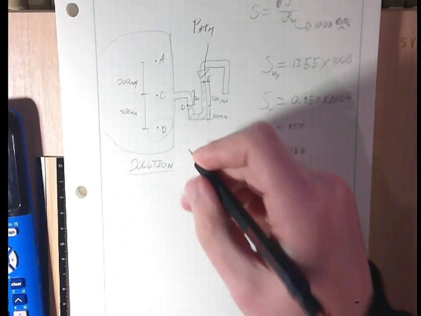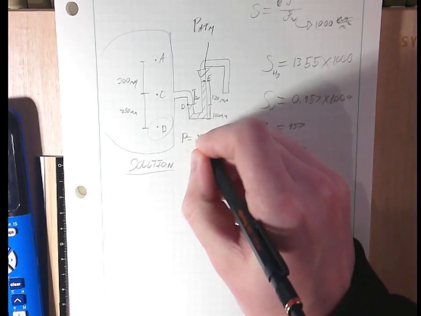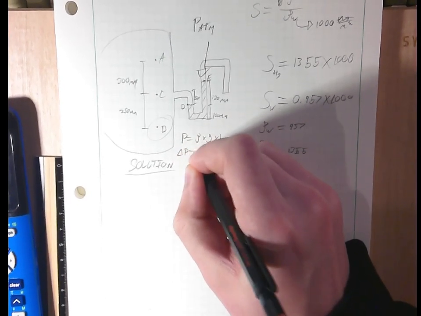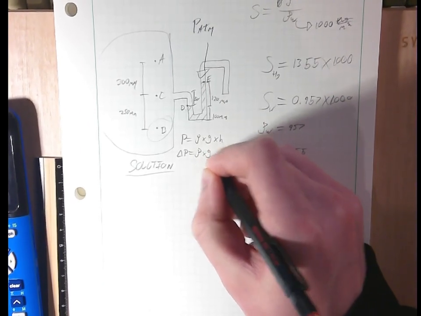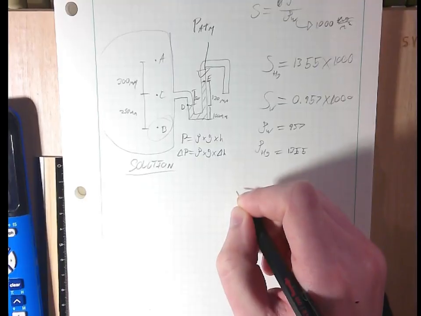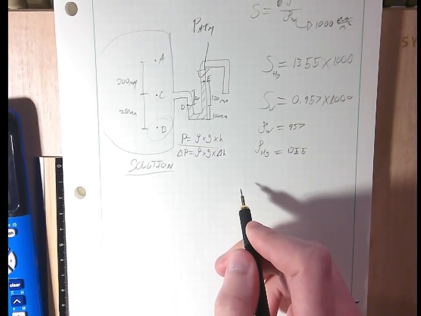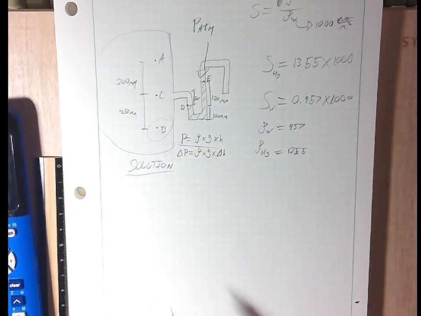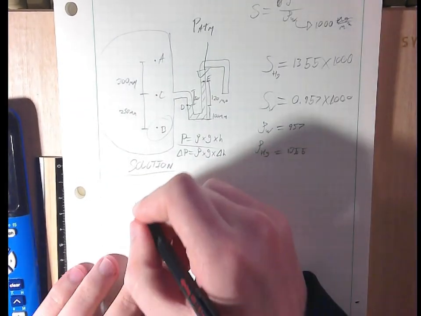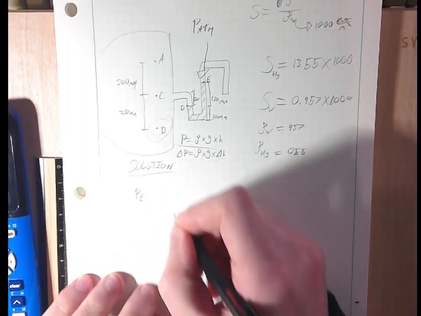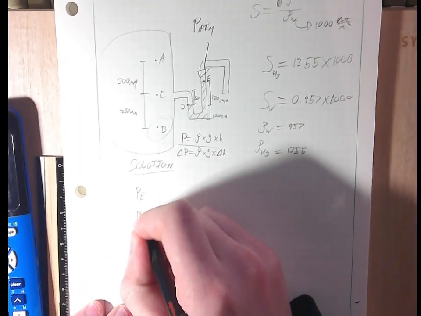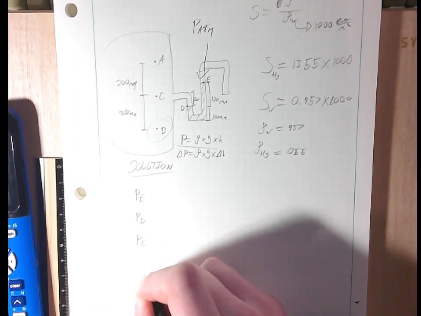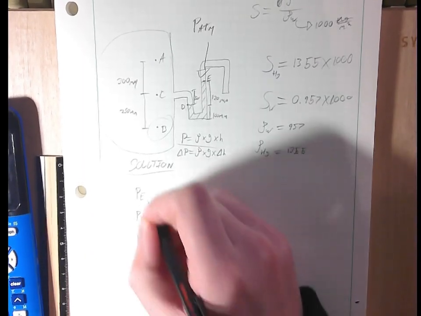Now, some other things that you're going to have to remember is that P is equal to rho G H, and that delta P is equal to rho G delta H. But I think we're going to stick with the top one here for now, and you can simplify it a little bit more with the second one, but it works just as well if you just do the first one. So first we're going to need to find pressure at E. Okay, then we're going to need to find the pressure at D, then the pressure at C, and then the pressure at B.